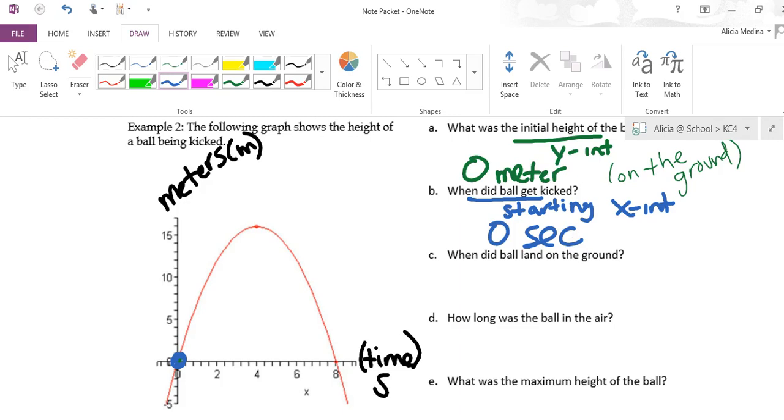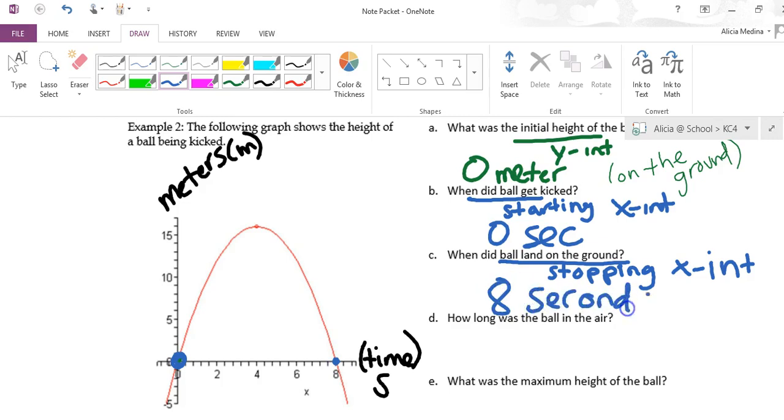When did the ball land on the ground? This is going to be still our x-intercept, but this is our stopping x-intercept, or our end x-intercept, which would be when it hits the ground over here, and that would be after 8 seconds. How long was the ball in the air? This is going to be our stopping minus our starting. Notice our starting has its own value of a 0 because its parabola did not go negative. So 8 minus 0, still going to be 8 seconds.